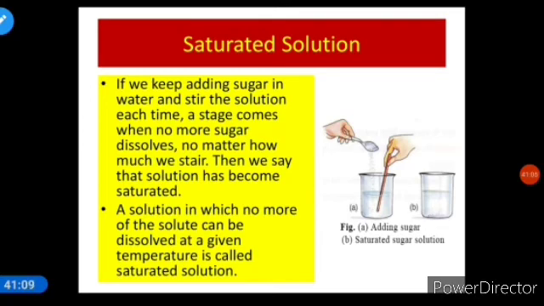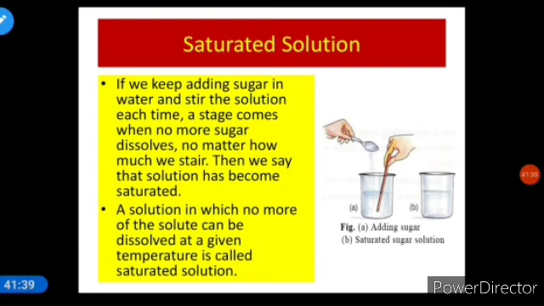If we keep adding sugar to water and stir the solution each time, a state comes when no more solute dissolves, no matter how much we stir. Then we say that the solution has become saturated. A solution in which no more of the solute can be dissolved at a given temperature is called a saturated solution.